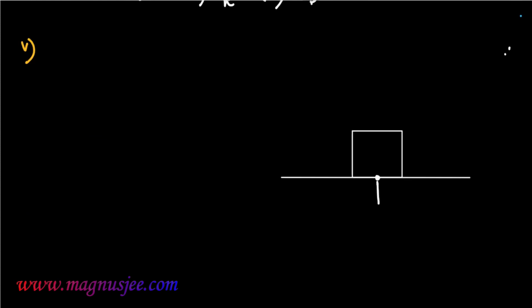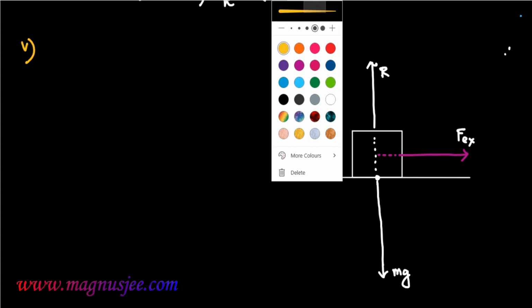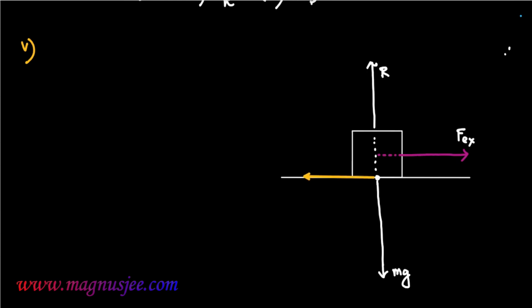Number 5 formula. A body is placed on a rough surface. This is the normal reaction R. mg is the weight which is acting vertically downwards, and here we can assume that mg and R act from the lowest point of the body. An external force Fex is applied on the body and it will appear to act from its center of gravity, but limiting friction FL acts from the lowest point of the body on the surface in contact. FL is the limiting friction.